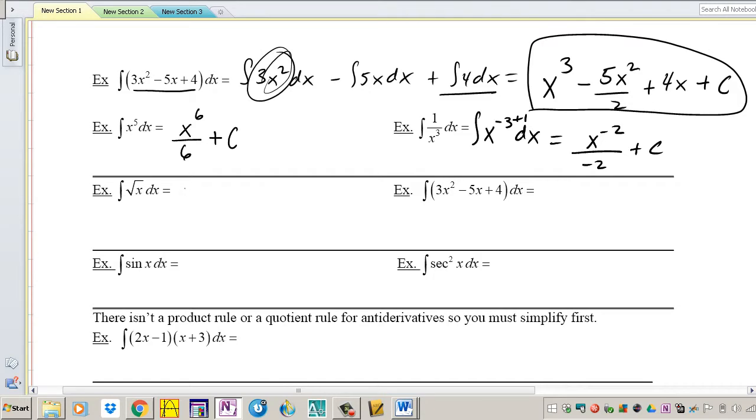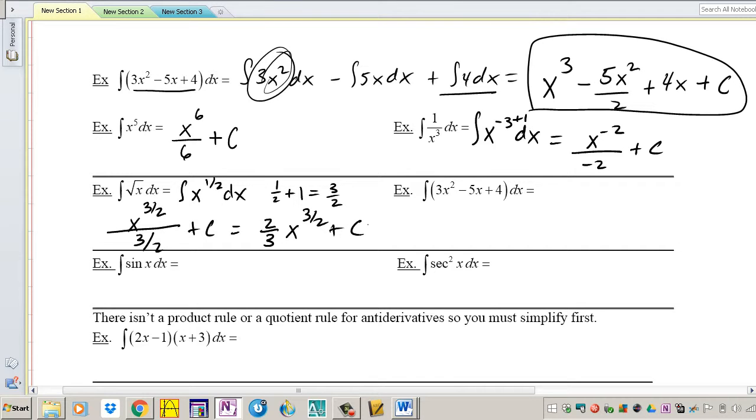Square root of x, very similar. Represent the square root of x as a rational power. You have x to the half. Again, add 1, so you may have to do this on the side: add 1 to the half, and that is 3 halves. This is where the part gets really tricky, when you're adding fractions. So you're going to do x to the 3 halves, and then divided by whatever that power is, plus c. Now, what does a fraction in the bottom mean? It means that you could just move it to the top as the opposite, x to the 3 halves plus c.